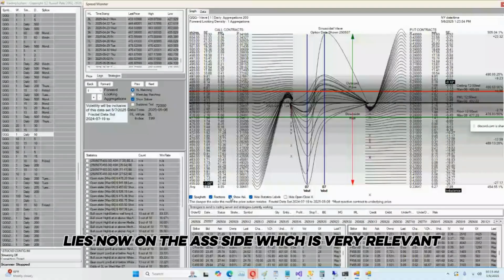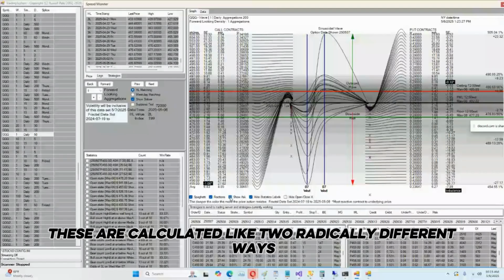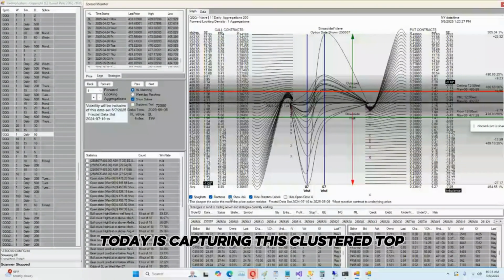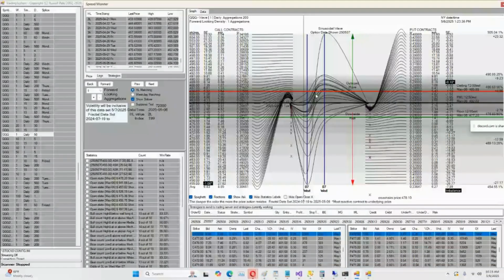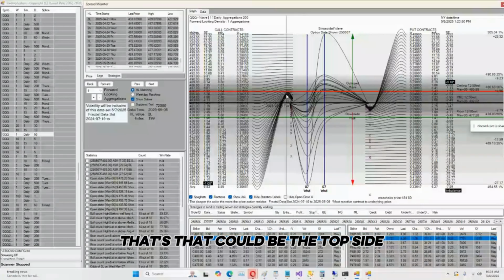Lies now on the ask side, which is very relevant. See, today, these are calculated two radically different ways. Our ceiling calculated out today is capturing this clustered top. So it's actually confirming that could be the top side.